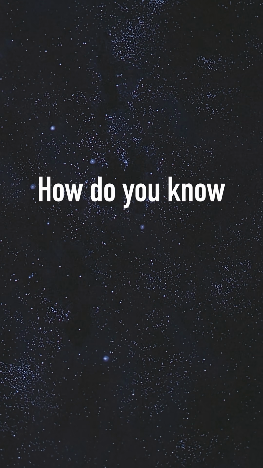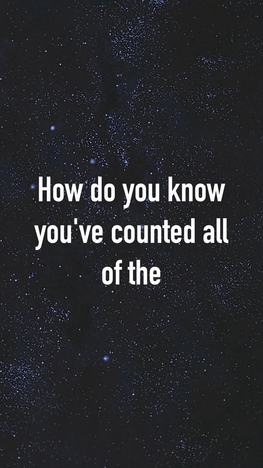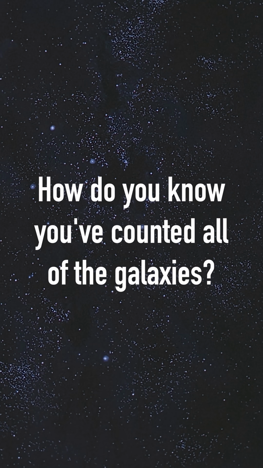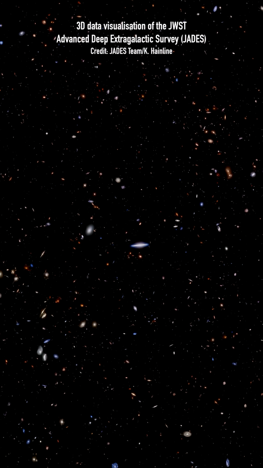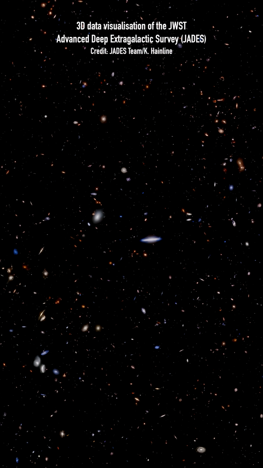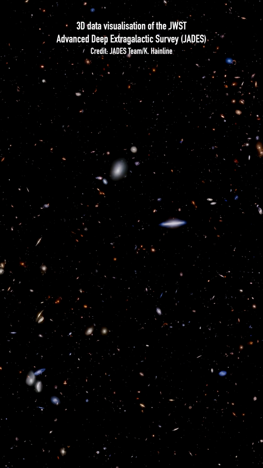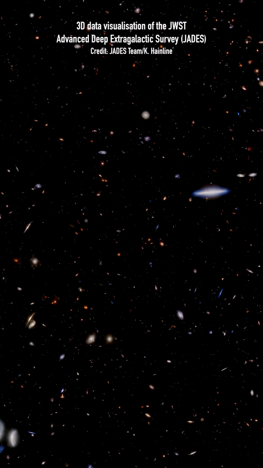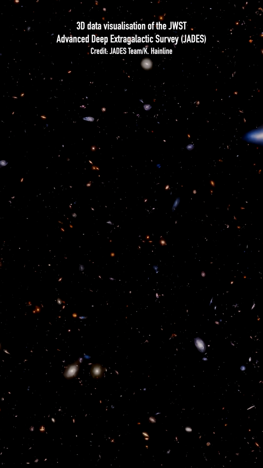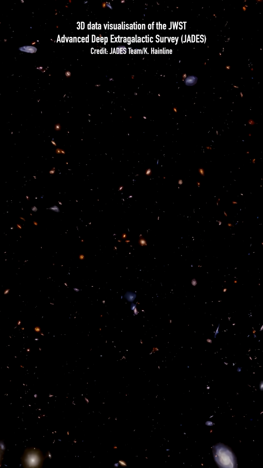How do you know you've counted all the galaxies? Well, you don't. Any number we try and put on the number of galaxies in the universe is always going to be a lower limit, i.e. at least 2 trillion galaxies, but probably more.